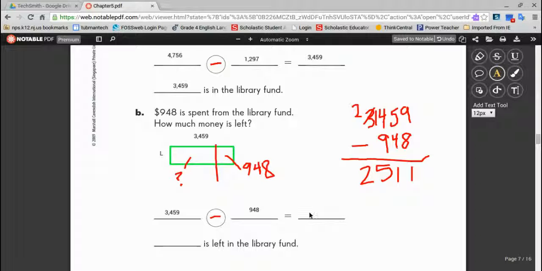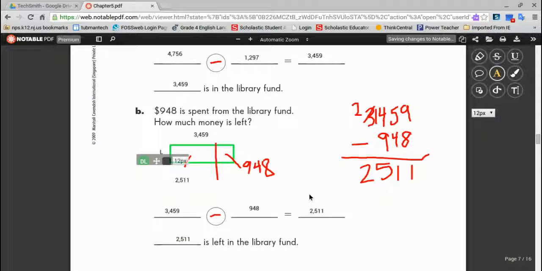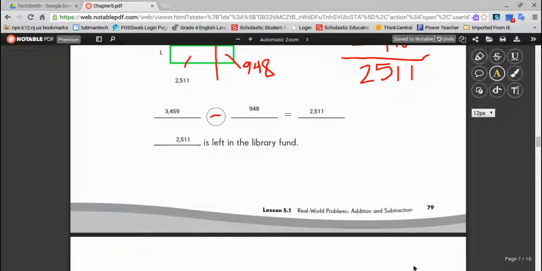Alright, so I know my answer, 2,511, which means 2,511 is left in the library fund. And again, instead of a question mark, I'm going to put that number right in here so I know what I'm doing. And again, this is what's left over, so 2,511. Alright, and that's page 79.